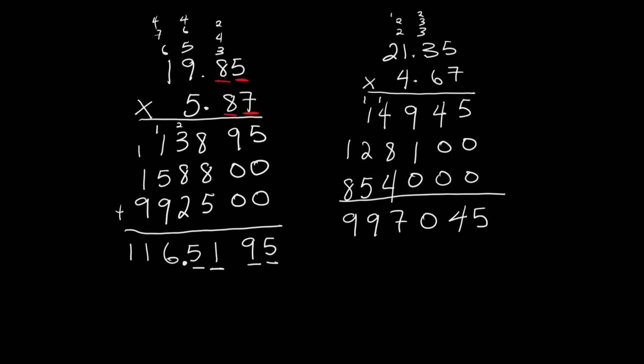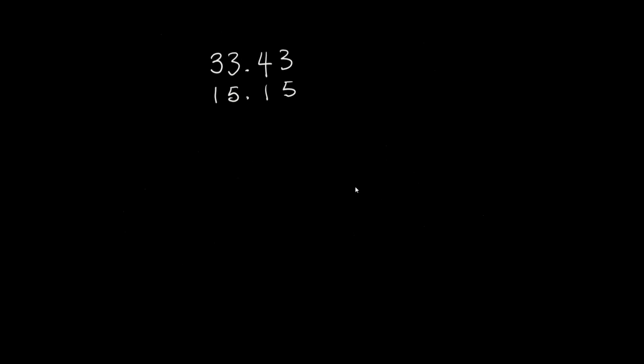Now, to figure out where our decimal will go, we need to count how many numbers are behind the decimal points up here. So this would be 1, 2, 3, 4. And so we should have 4 numbers behind our decimal point. So this would be 1, 2, 3, 4, and so our final answer would be 99.7045.